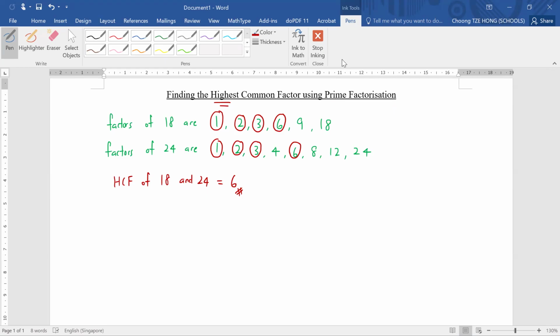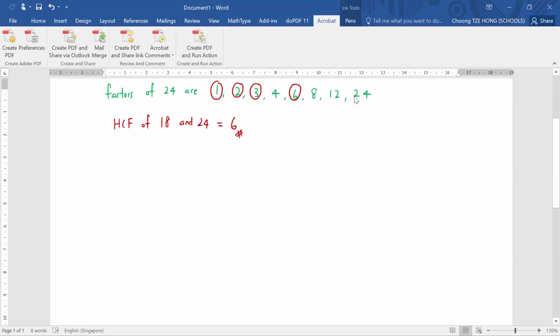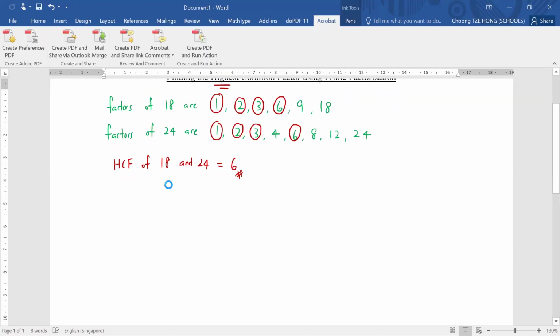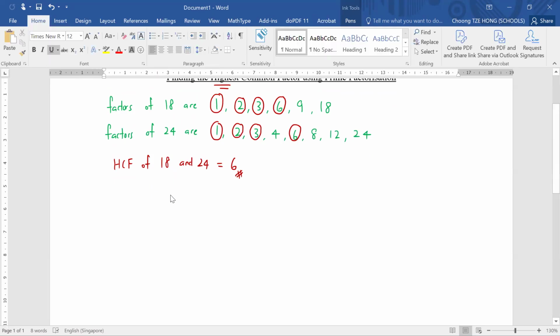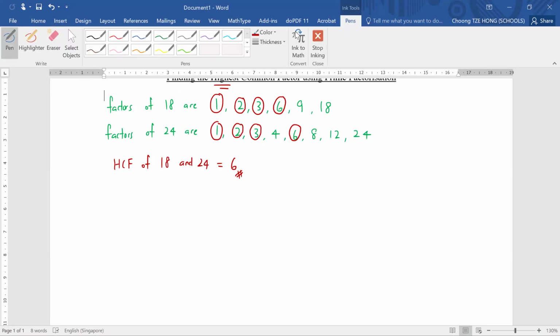Now let's try with 18 and 24 first before we progress to another more challenging example. If you recall how we can prime factorize a number, let's do that. Let's prime factorize 18. We divide by 2, so it becomes 9. Divide by 3, so we're left with 3. Divide by 3, so we're left with 1. So we can prime factorize 18 very quickly.